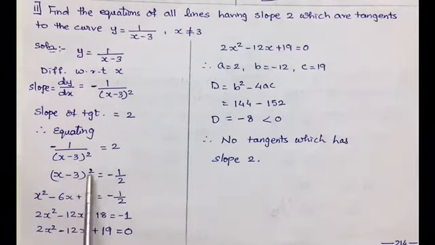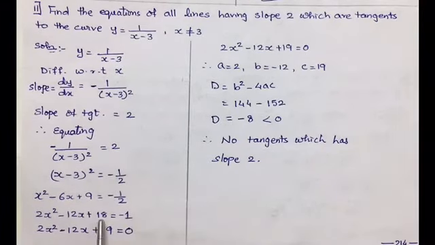Expanding (x minus 3) whole square by using perfect square formula, x square minus 6x plus 9 equal to minus 1 by 2. Taking 2 to the other side, multiplying all the terms with 2, we get 2x square minus 12x plus 18 equal to minus 1. Shifting minus 1 to the other side, it gives us 2x square minus 12x plus 19 equal to 0.